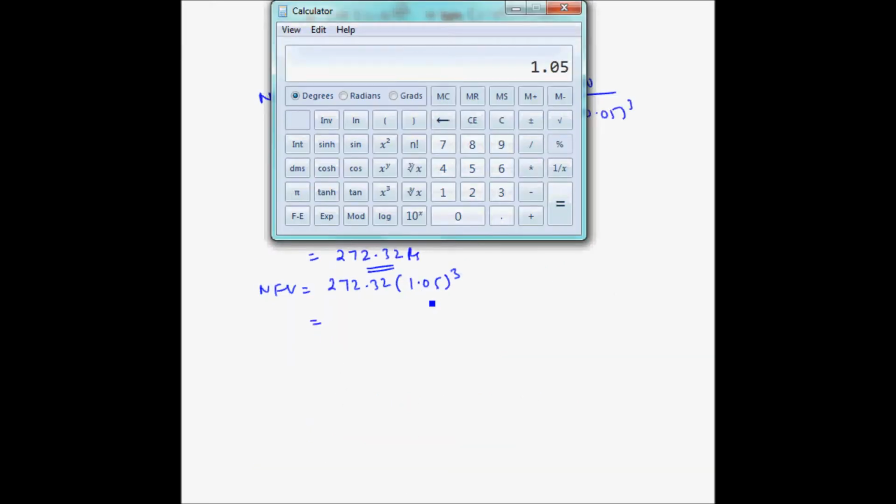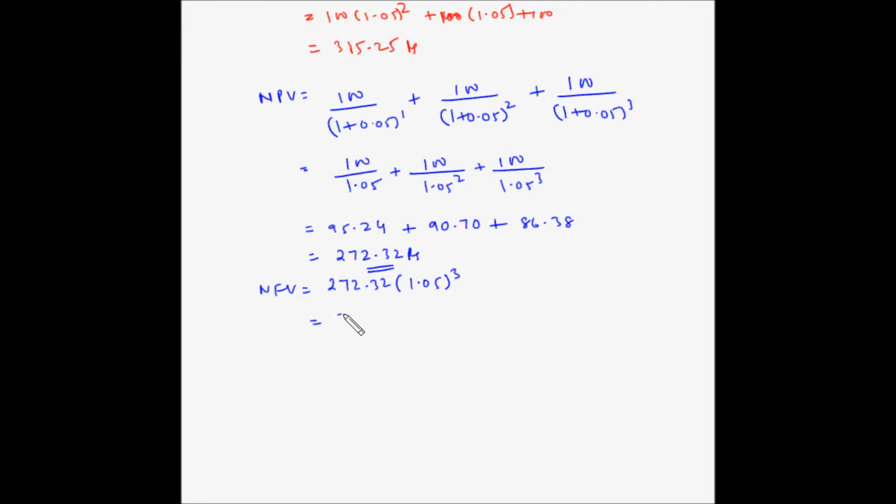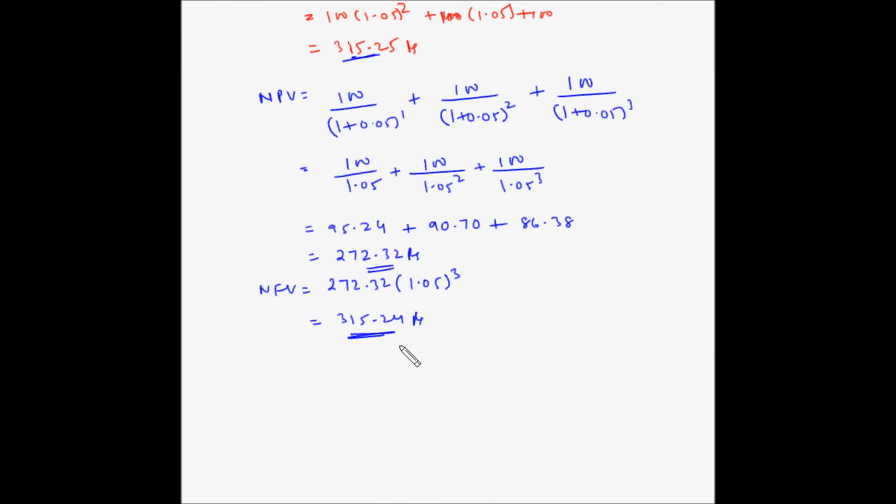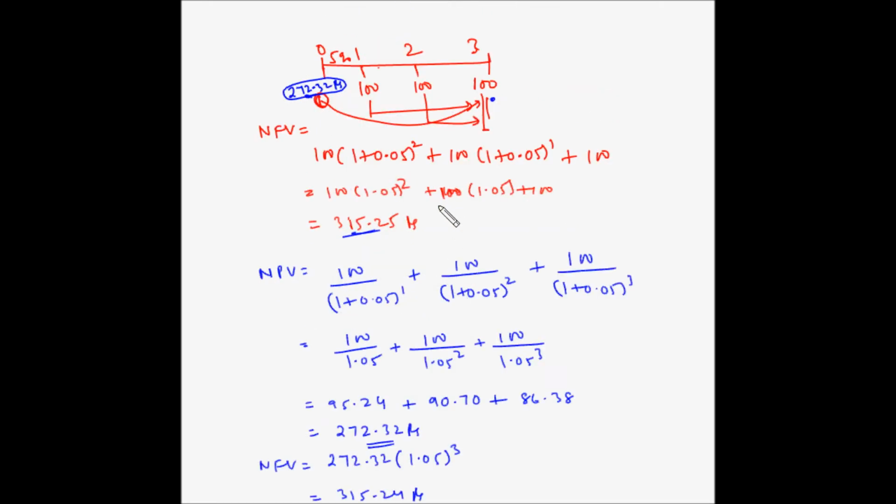So 1.05 cube into 272.32 is 315.24. So this is 315.24 rupees. As you can see, these two are pretty much the same. There's a slight rounding off error somewhere, but it pretty much gives the same answer, as both of these are equivalent to each other. So let us now use this concept in the financial calculator.